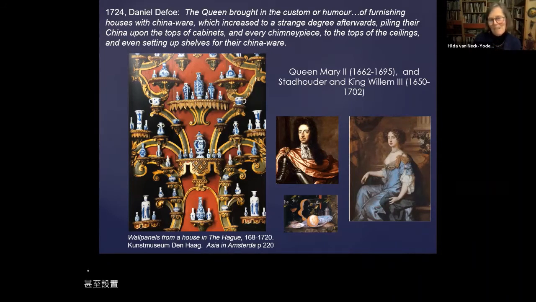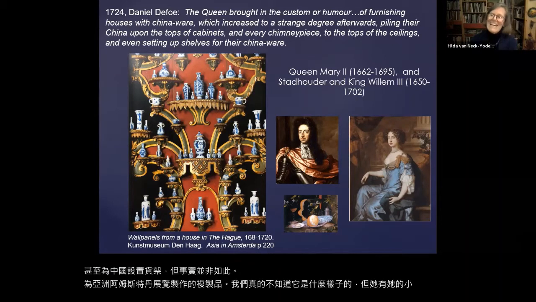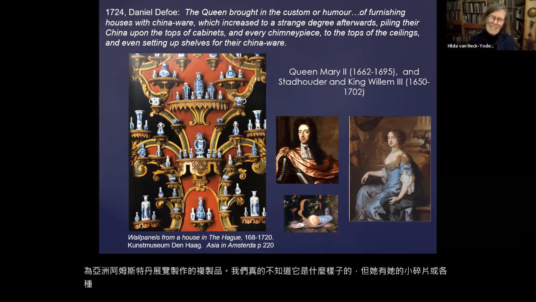This is a replica that was made for an exhibition, Asia in Amsterdam. We don't really know what it looked like, but she had hundreds of pieces on all kinds of shelves. She used a French interior designer to help her create the decor. Next slide, please.